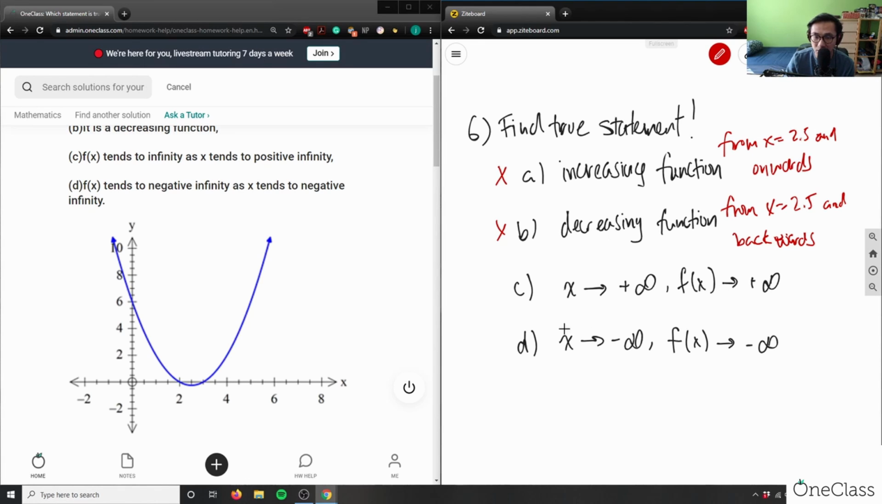Let's look at C here. C here is, as x approaches infinity, f of x approaches positive infinity. This here is correct, right? Because as x approaches 4, 6, 8, 10, my graph is going up. Y is going to positive infinity. This here is correct. And D: if x is heading to negative infinity, f of x is negative infinity. This here is incorrect, right? F of x should be approaching positive infinity. It's going up here and not down here. So D is also wrong, which means C is my correct answer.